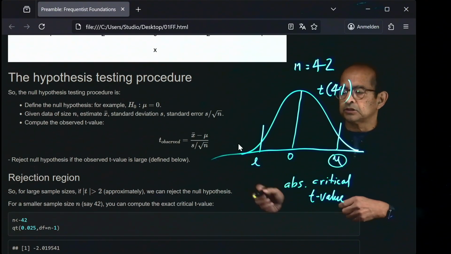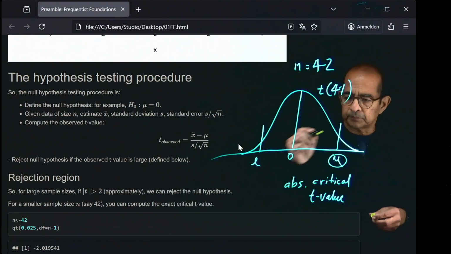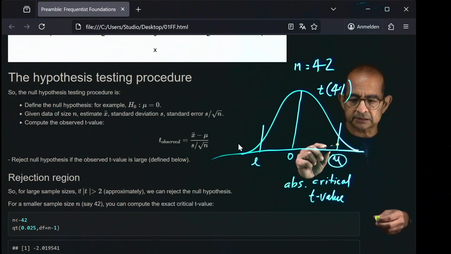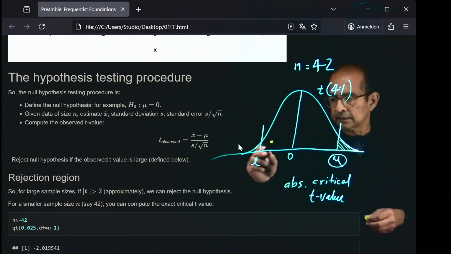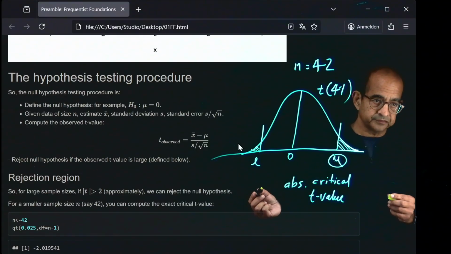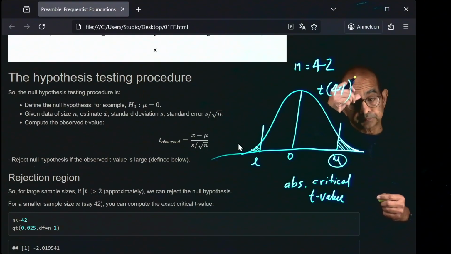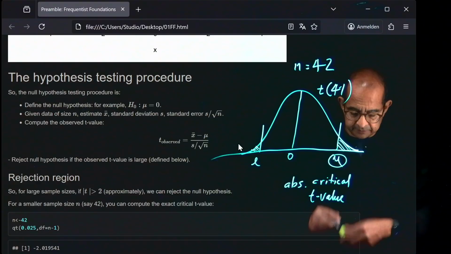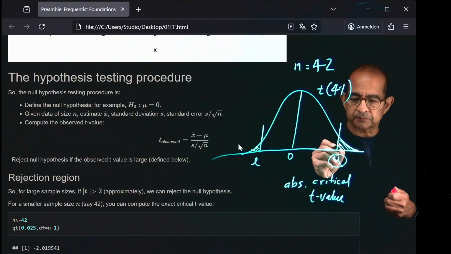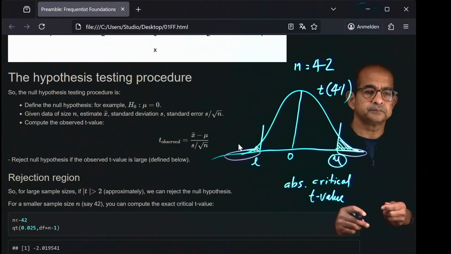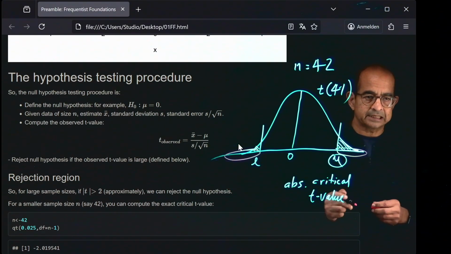So we set up this rejection point here such that the area under the curve to the left and right of those rejection points sums up to 0.05. What that means is that we have a 5% probability of landing in this region or in this region. That's how we set up the rejection point.